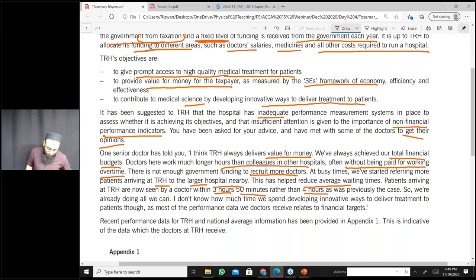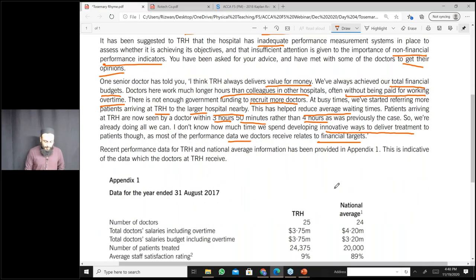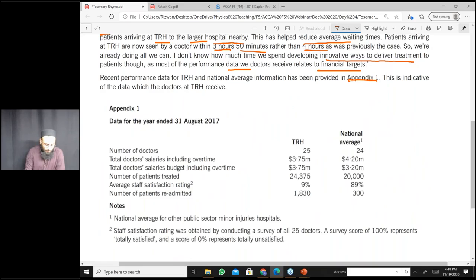I don't know how much time we spend developing innovative ways to deliver treatment to patients, though, as most of the performance data we doctors receive relates to financial targets. Okay. So, yeah, they're focusing a lot on financial numbers, right? Now, the data is in Appendix 1, as you can see here. Let's have a good look at the data.